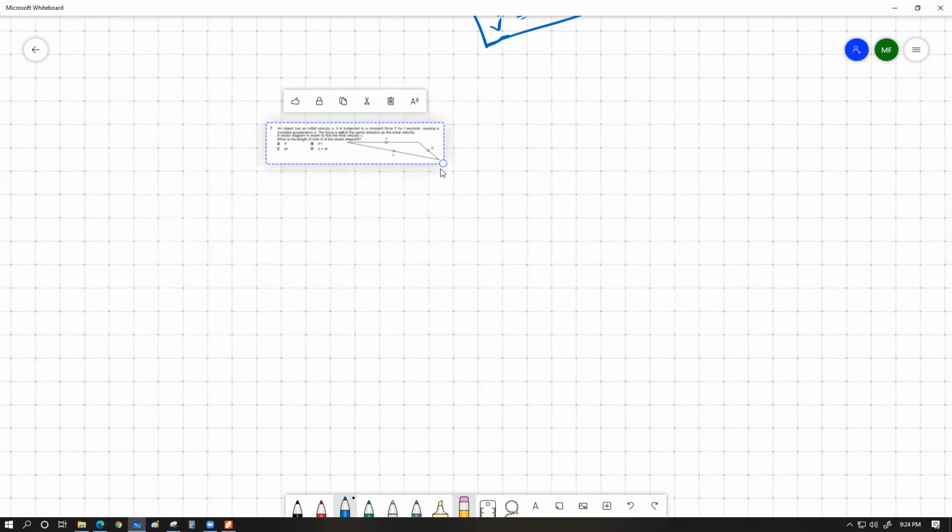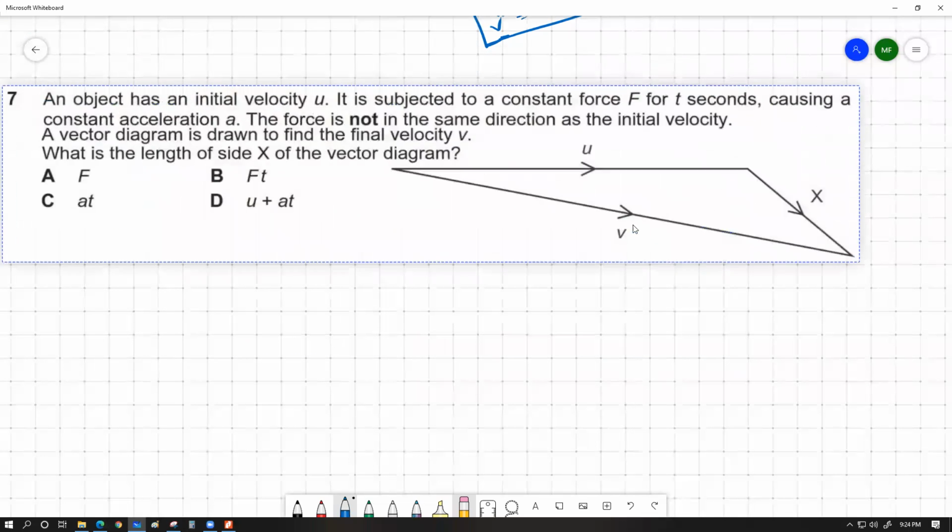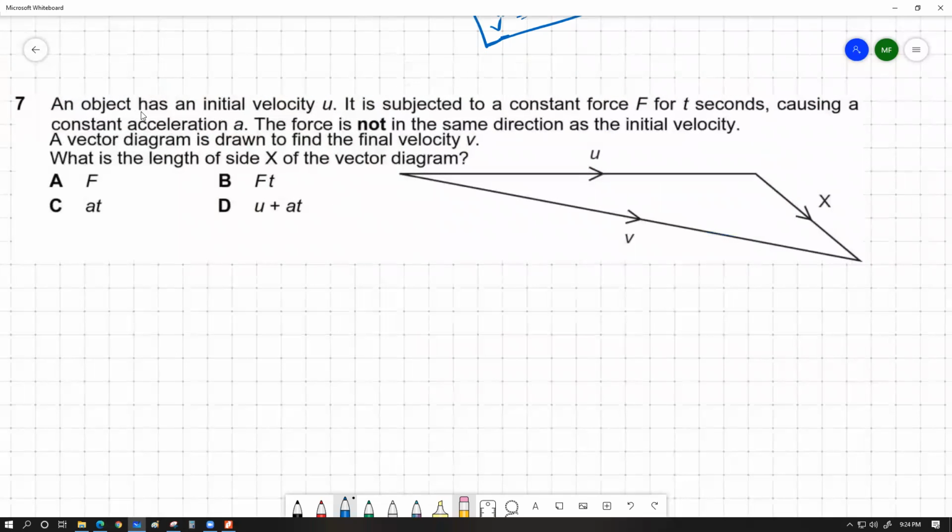আচ্ছা ইউসুফ, তুমি এই কোশ্চেনটা সলিউশনটা খুব সিম্পল। The question says an object has initial velocity u, it is subject to a constant force F for t seconds causing a constant acceleration a, the force is not in the same direction as the initial velocity, তার মানে u আর a are not in the same direction. A vector diagram is drawn to find out the final velocity v, what is the length of the side x for the vector diagram?